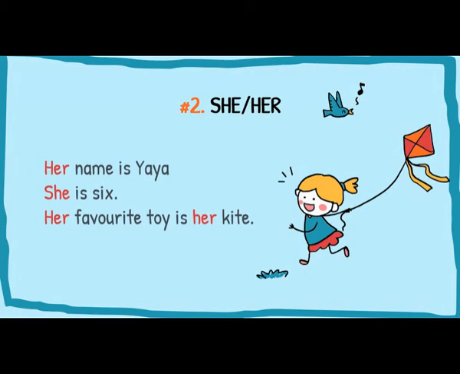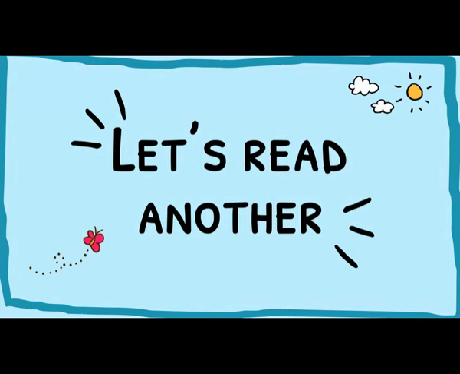Okay, so why do we use her? Again, because the name Yaya belongs to Yaya. Nama tu nama dia. Okay, she is 6, umur dia 6 tahun. Her favorite toy is her kite. Kite siapa ni? Kite Yaya ke kite teacher? Kite Yaya kan? So, dia punya. So, when it is dia punya, we use the word her. Faham? Okay, very good.